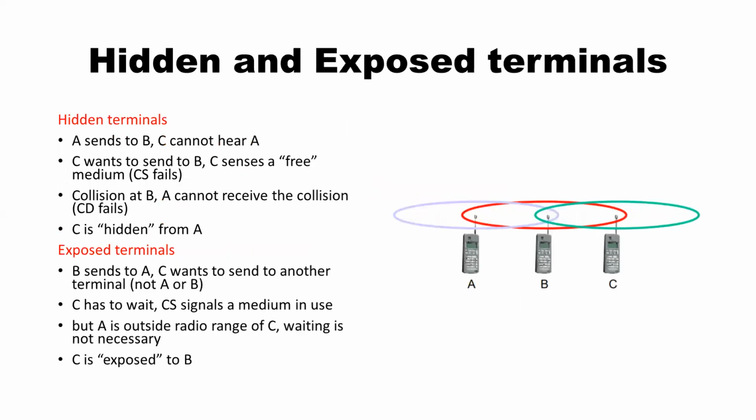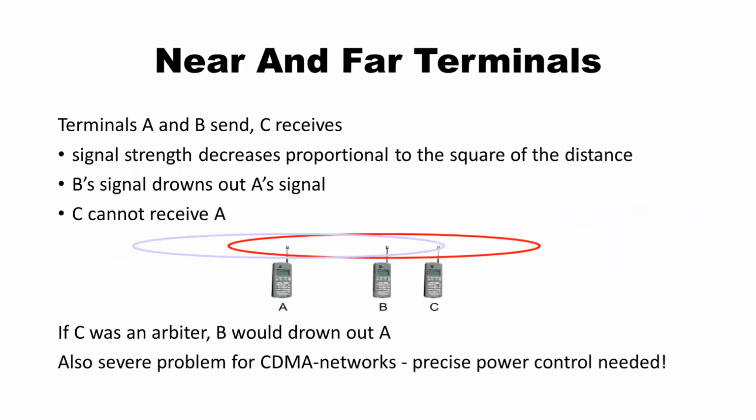Hidden and exposed terminal. Hidden terminal: A sends to B, C cannot hear A. C wants to send to B, C senses a free medium, CS fails. Collision at B, A cannot detect the collision, CD fails. C is hidden from A. Exposed terminal: B sends to A, C wants to send to another terminal. C has to wait, CS signals medium in use, but A is outside the radio range of C, so waiting is not necessary. C is exposed to B.